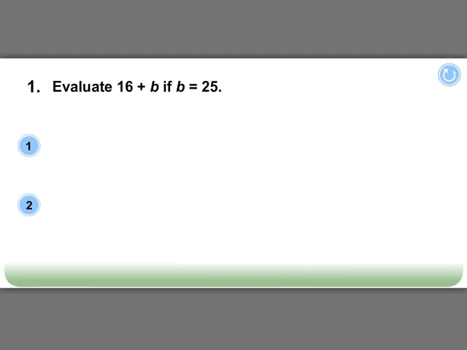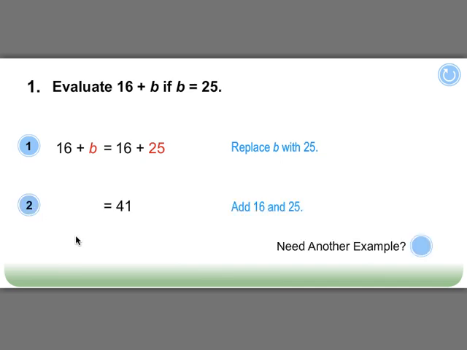Okay, now we're going to evaluate 16 plus b if b equals 25. Okay, so b is just kind of standing in for 25 because 25 had to step out for a minute. Okay, 25 just came back, so b is going to leave and we're going to put 25 in their spot. Okay, so you've got 16 plus b is really 16 plus 25. And then your answer is going to be 41 because 16 plus 25 is 41.